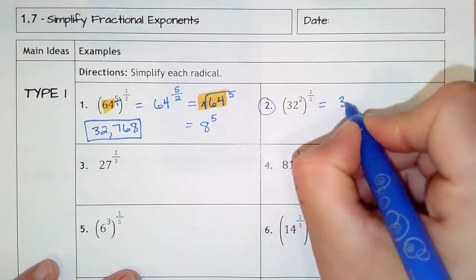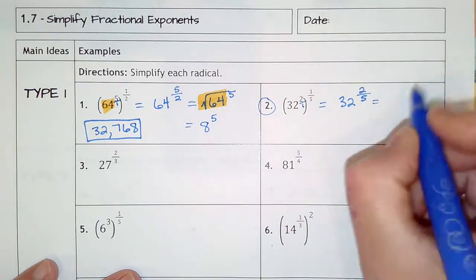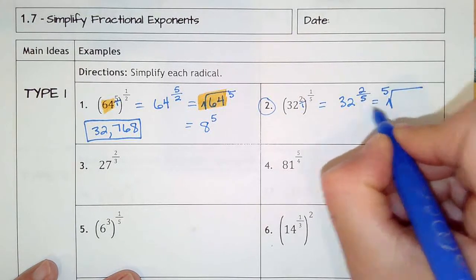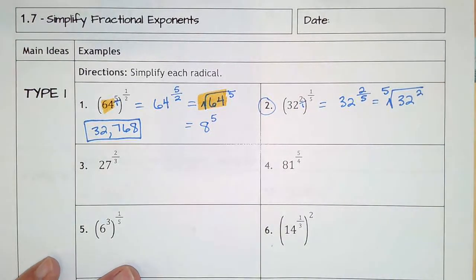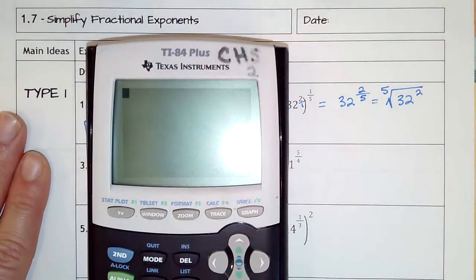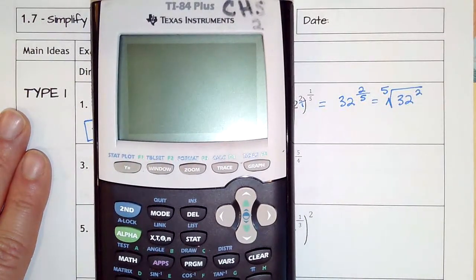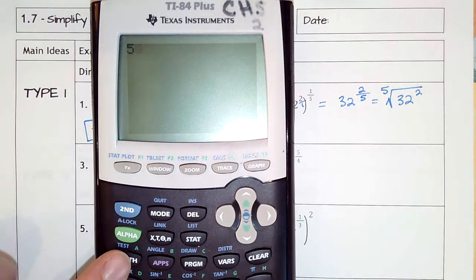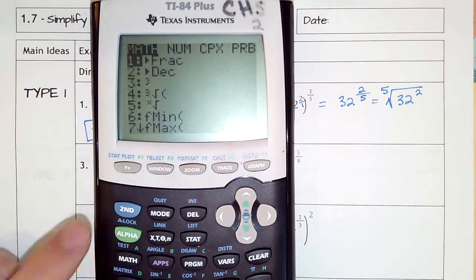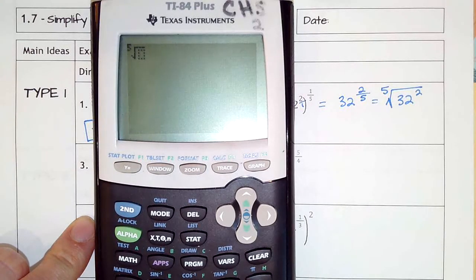If I do my power rule here, I get 32 to the 2/5 power, which is the 5th root of 32 squared. I know what the 5th root of 32 is, but I don't know that you are, so I'm going to teach you how to do this on a calculator. You have to put your index of your radical in first. So I'm going to put 5, and then I'm going to hit math, which is right here under the green alpha button. And I'm going to option 5, where it has a little x in front. So that got me a 5th root of 32.